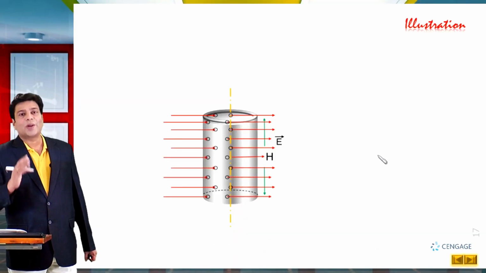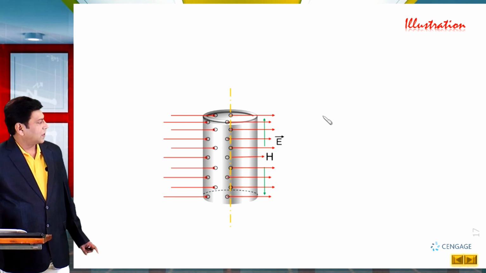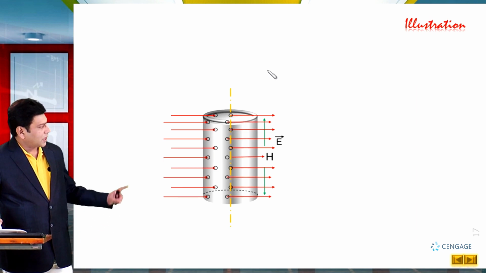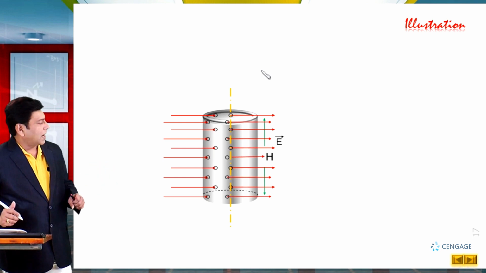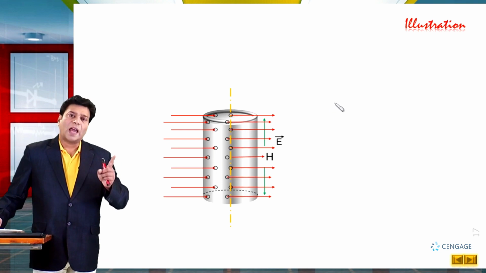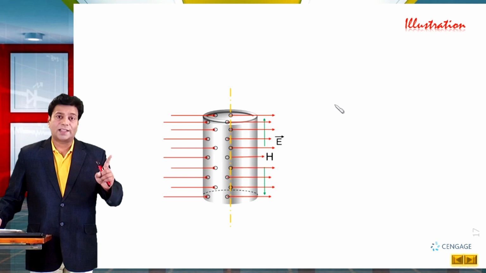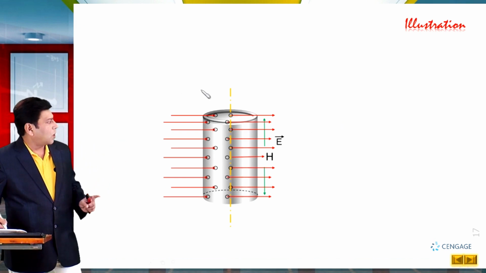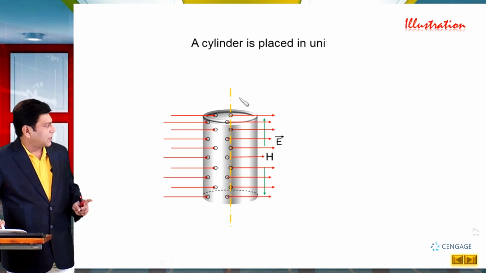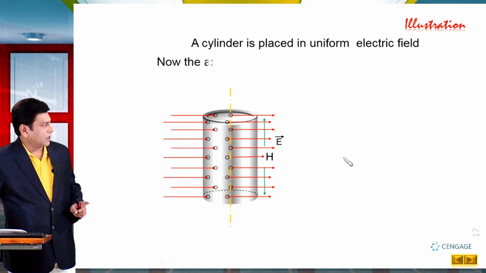In this diagram, you can observe a cylinder is placed in a uniform electric field. The radius of the cylinder is r, height is h, and the uniform electric field is E, right? Now, the axis of the cylinder is inclined at angle theta with the vertical. Initially, the axis is in vertical orientation. Now, we incline this axis at angle theta with the vertical.